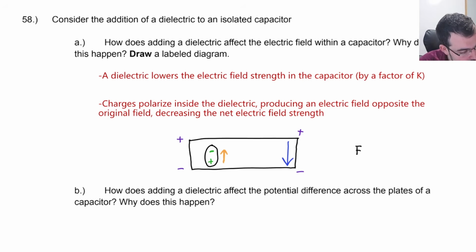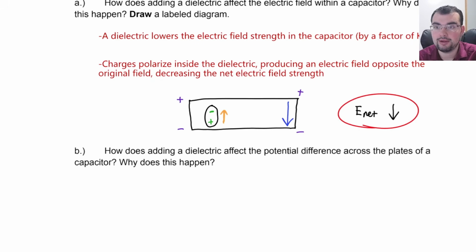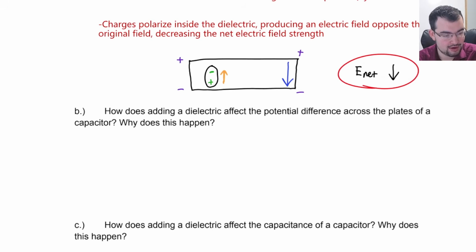So what happens is that the net E field is going to decrease because these molecules are fighting the applied E field. Now, what does that actually do? Well, if we're just going to assume an isolated capacitor for this, although we can figure out how to make it work with a non-isolated one.